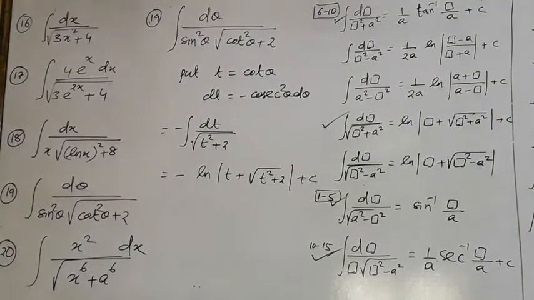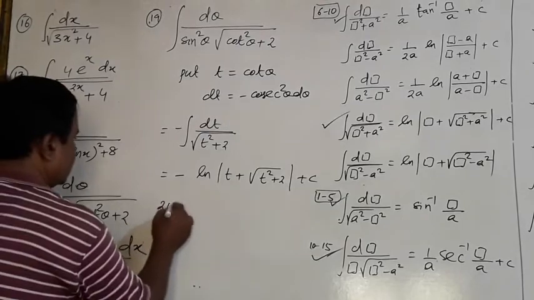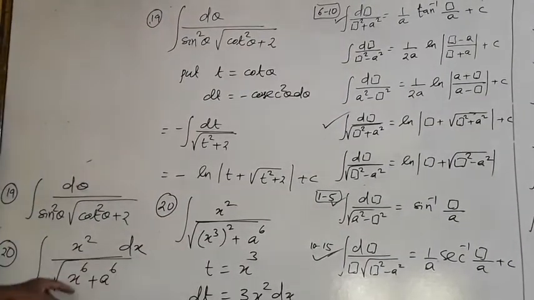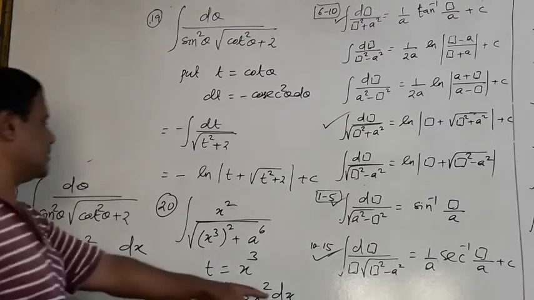Okay, next look at here. Next number 20. Now look at this number 20. Whose square is this? It is naturally x cube square, and its derivative is 3x square dx.